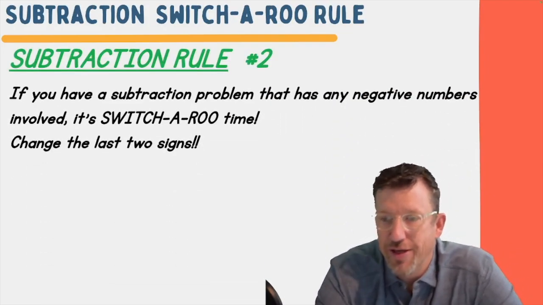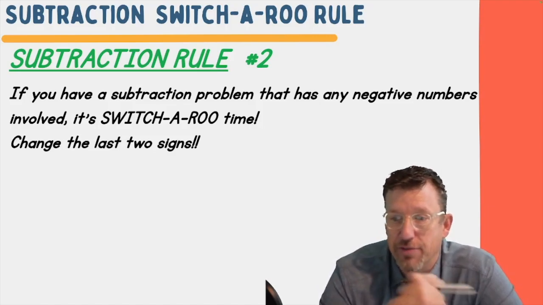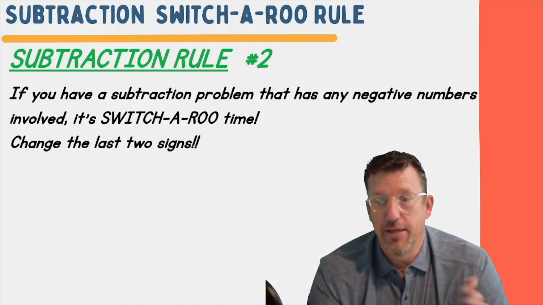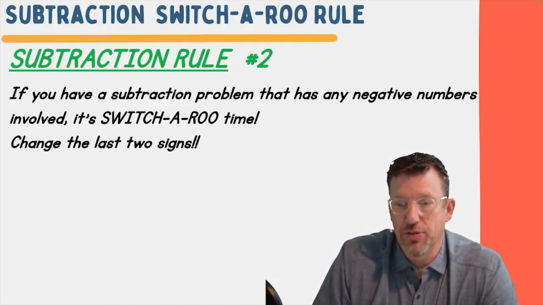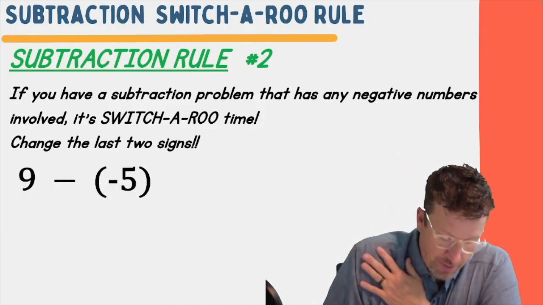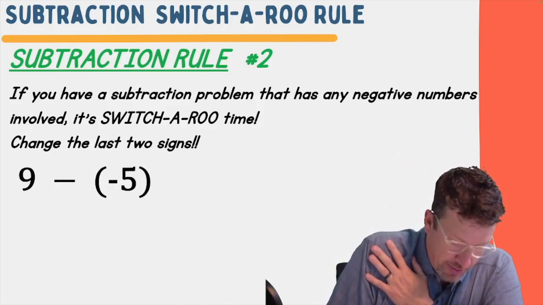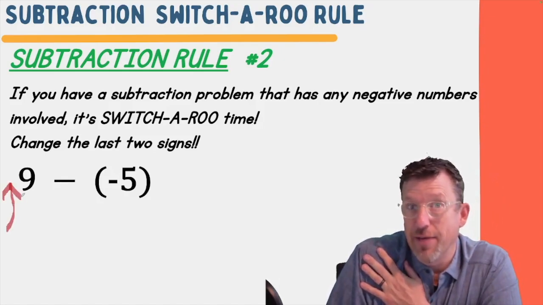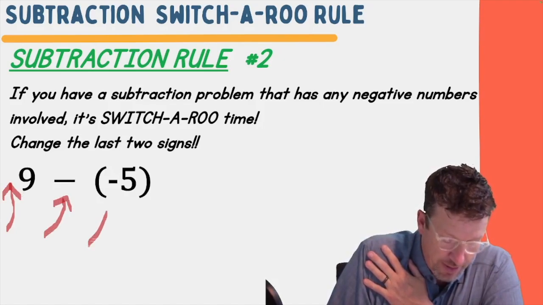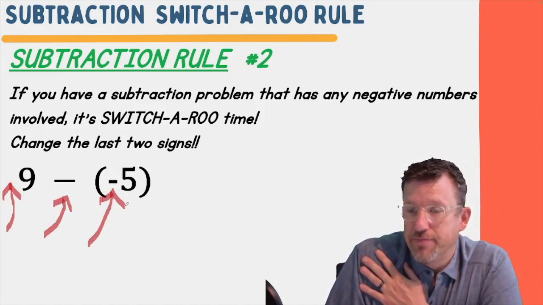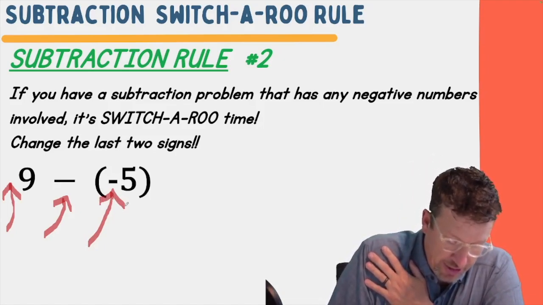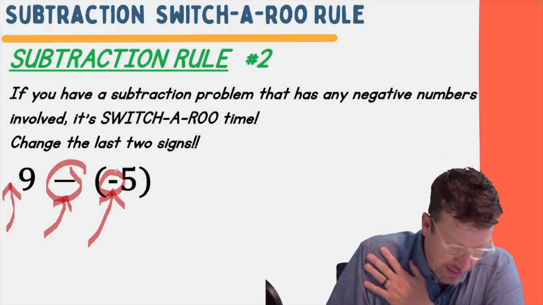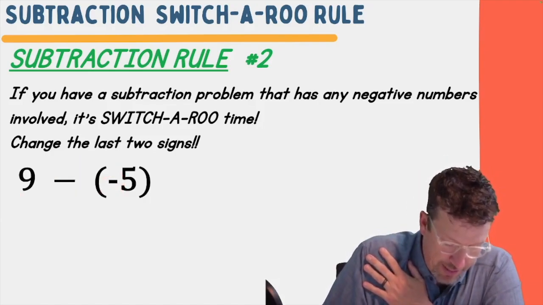All right, the subtraction switcheroo rule. Subtraction rule number 2: if you have a subtraction problem that has negative numbers involved, then the switcheroo rule is simply change the last two signs. In every subtraction problem, I think it's really important that you understand that there are 3 signs involved. We have this one here, which you can't see because that would be a +9. We have subtraction, and we have -5. This rule tells us to change the last 2 signs, and it's always going to be talking about this middle one and whatever sign is in front of the second number. So let's look and see what happens when we do that.